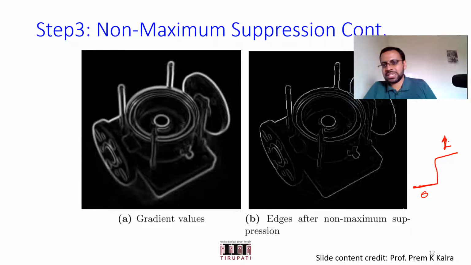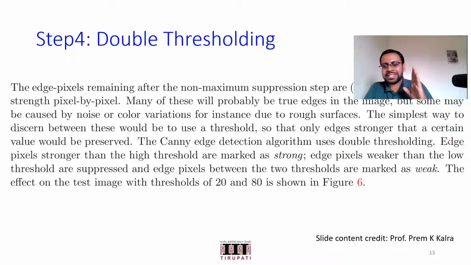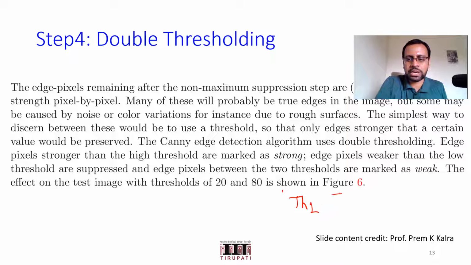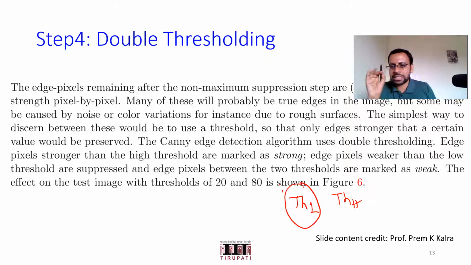But the smart step that has been introduced in the Canny edge detector is this idea of double thresholding. That means I have a low threshold, THL let me call it, and a high threshold. What it does is, this is any magnitude of the gradient. These thresholds are not on intensity values, but on what will you apply thresholds? On?